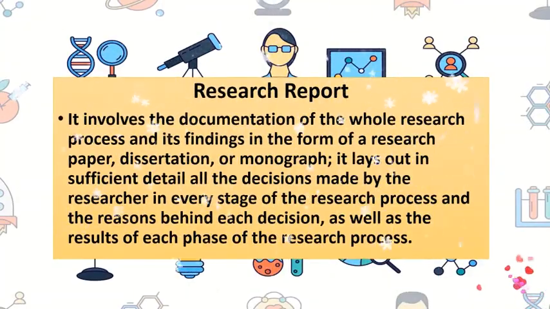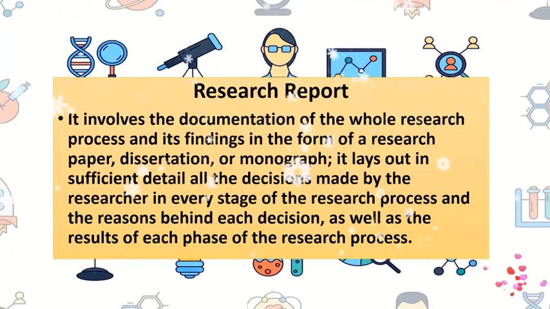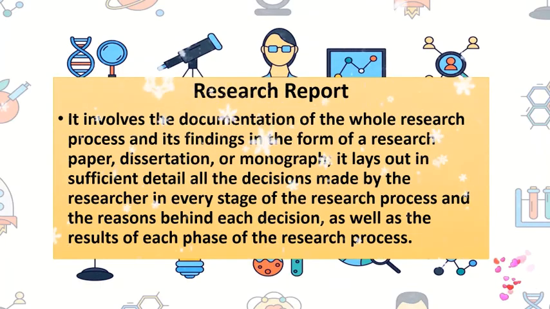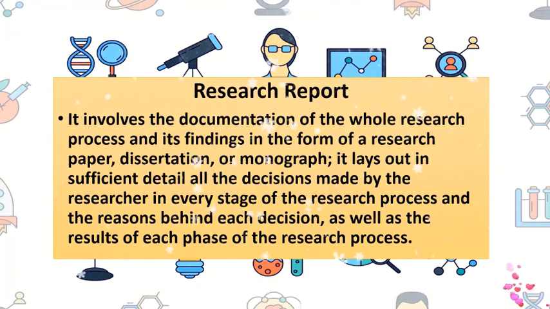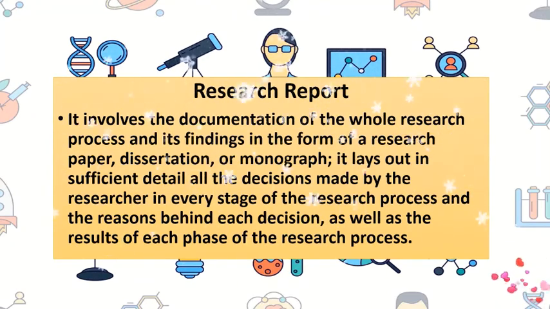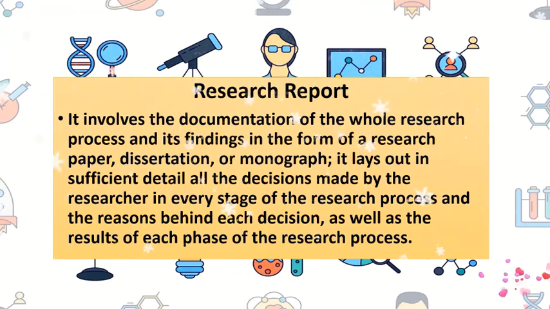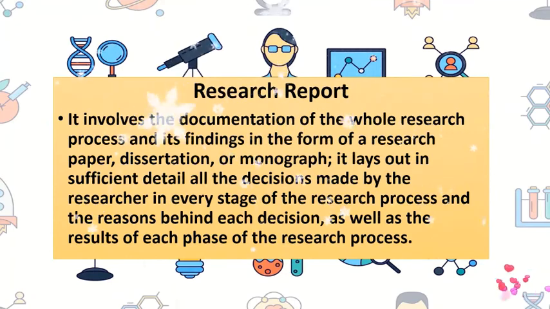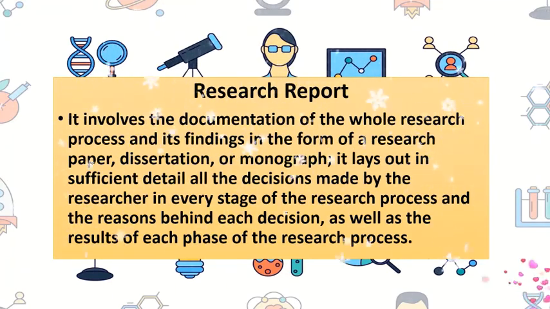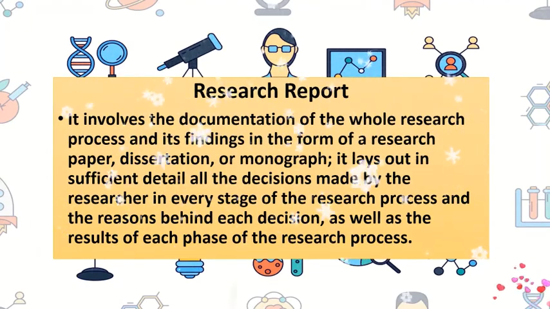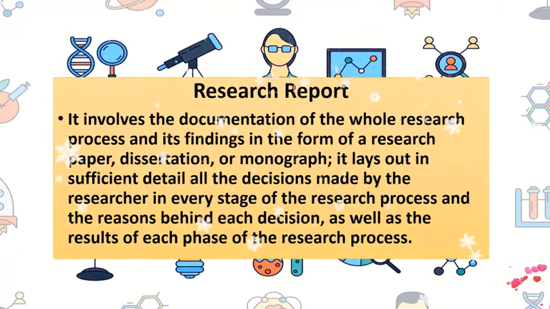So the research report involves the documentation of the whole research process and its findings in the form of a research paper, dissertation, or monograph. It lays out in sufficient detail all the decisions made by the researcher in every stage of the research process and the reasons behind each decision, as well as the results of each phase of the research process. So those are the steps you are going to conduct when you are conducting a study. First you have the exploration, and then the research design, and then the research execution. Then you come up with a research report. So those are the documentation of the whole research process. It could be a research paper, a dissertation, or a monograph.